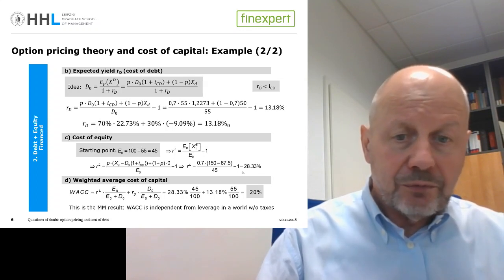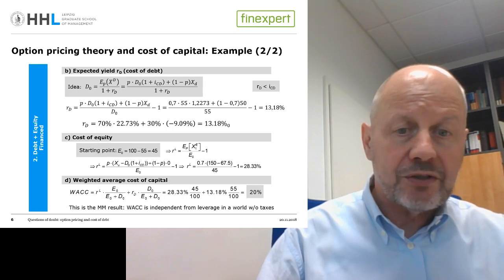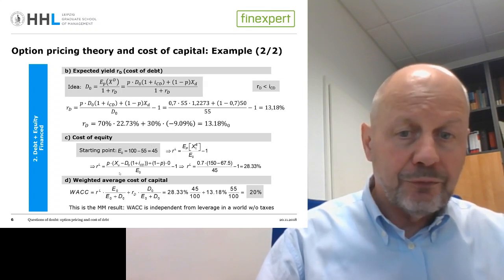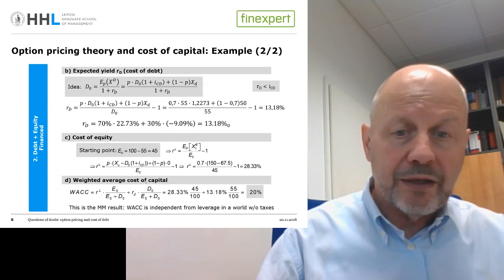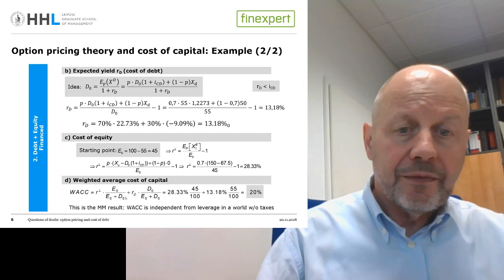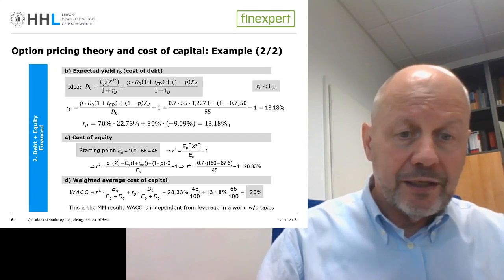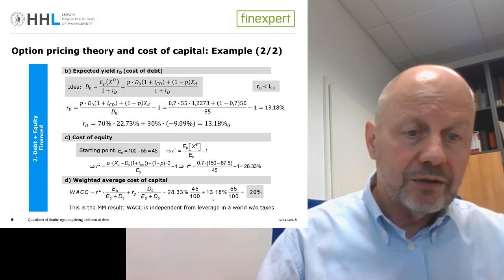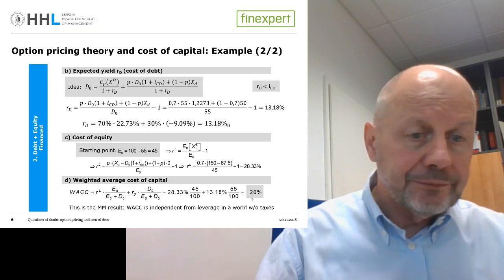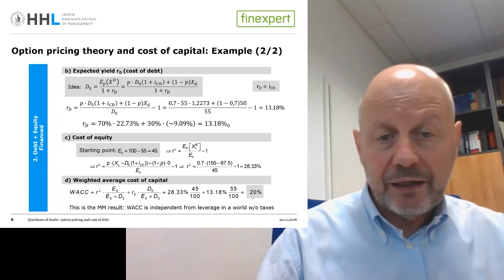And finally, we may calculate the weighted average cost of capital for the levered firm, by weighing the cost of equity and the cost of debt. You see that we are in a world without taxes, so the weights are 45% and 55% respectively. 28.3 is the cost of equity, 13.2 the cost of debt, and that translates again into a WACC of 20%.